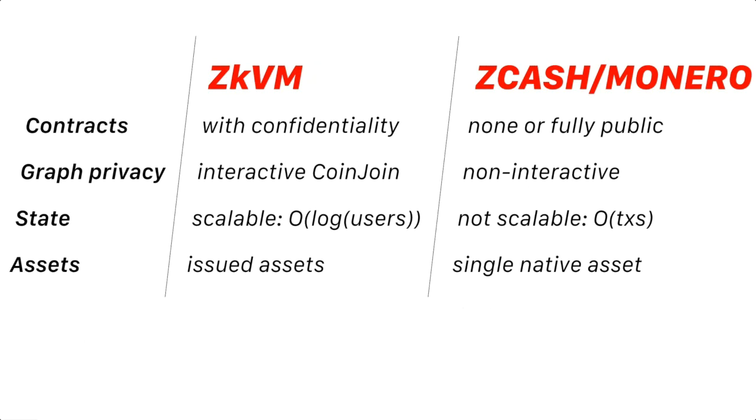However, the big improvement to the graph privacy in Zcash and Monero comes with a high cost in scalability. zkVM requires very little storage, which remains small as usage grows, while Zcash and Monero unfortunately do not scale quite well. The amount of data one needs to store and actively use is growing with every single transaction and cannot be easily pruned. Finally, zkVM, like Stellar, is designed for issued assets, while Zcash and Monero are networks with a single native asset.